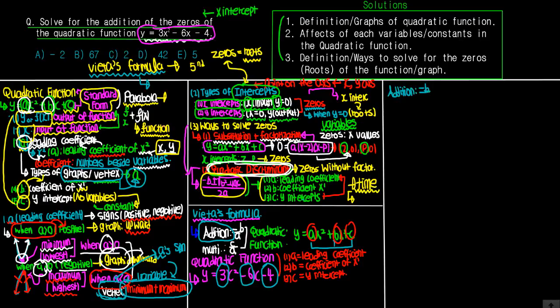So again, our formula for the addition will be negative b over a. It is the same thing as negative the coefficient of x over the positive leading coefficient. This is what the formula is going to be. The leading coefficient of our quadratic function is 3, so the denominator is 3. The numerator is negative the coefficient of x to the first power, which is negative 6, so negative of negative is positive 6. 6 over 3 gives us the answer 2.